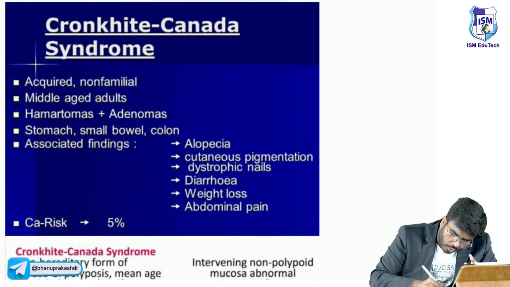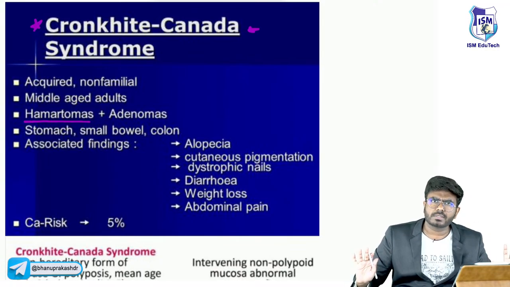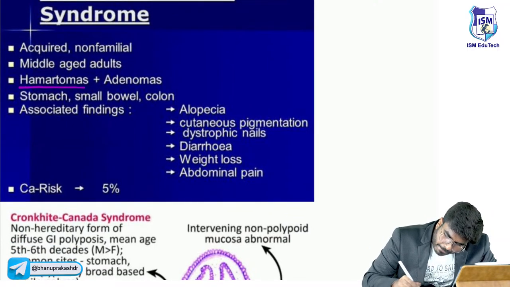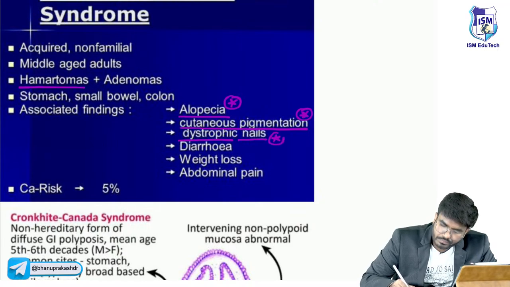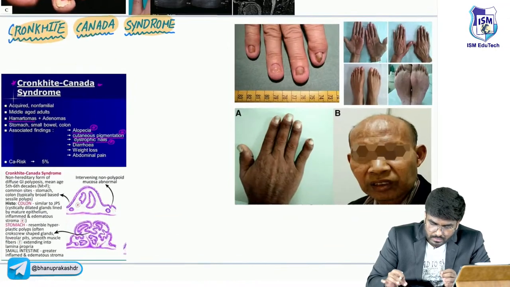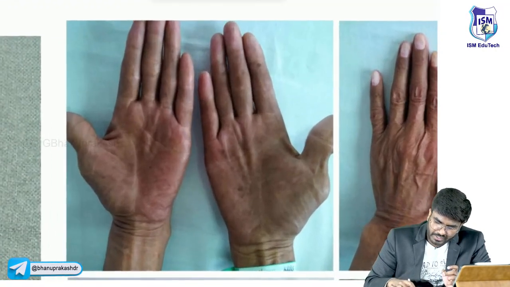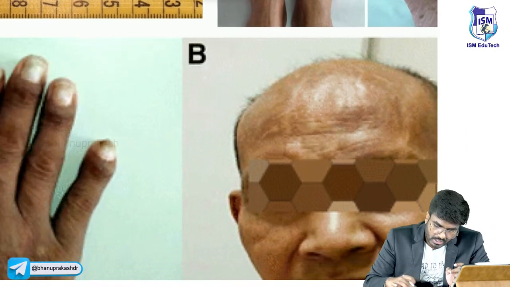In Cronkhite-Canada syndrome, the patient is going to have the hamartomas, no doubt. Apart from hamartomas, the patient is also going to have cutaneous pigmentation, skin involvement. Alopecia, hair loss is going to be seen. And nail involvement, there will be dystrophy, sometimes even atrophy. There is hyperpigmentation of the palms and soles. The patient is going to have hair loss.